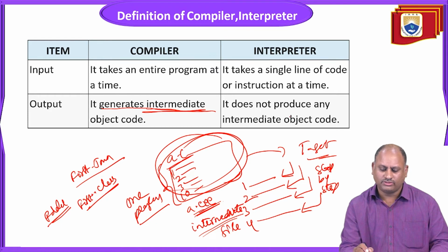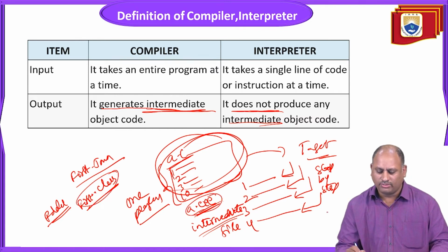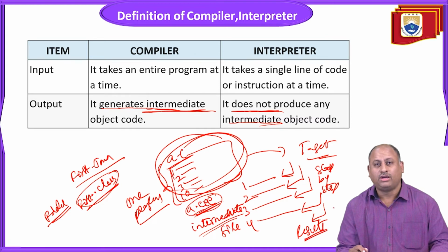Whereas in the case of an interpreter, it does not produce any intermediate code. That means these .exe files or .class files aren't created, but the execution takes place in a step-by-step manner, and the results are made available and shown to the user. The process of compilation differs from the process of interpretation in input versus output.